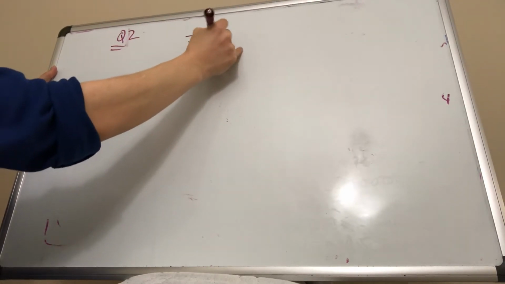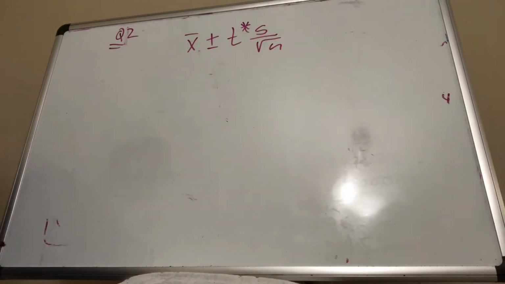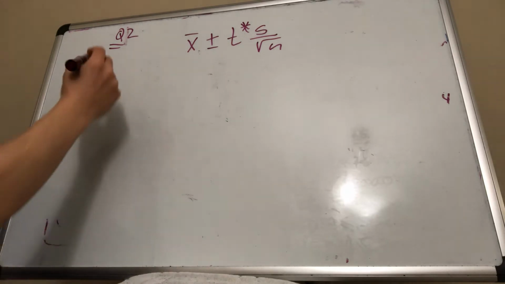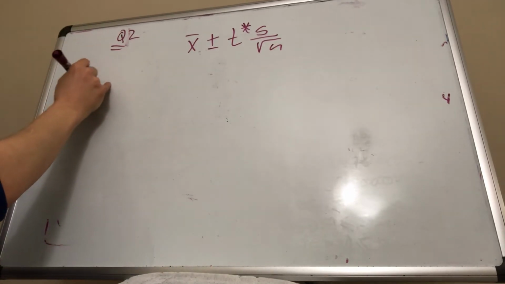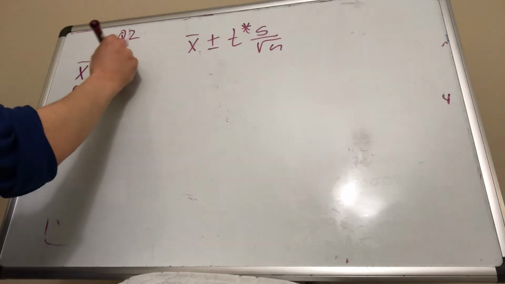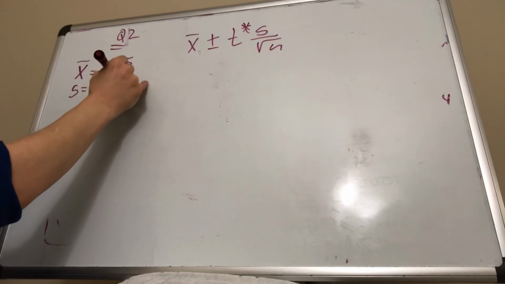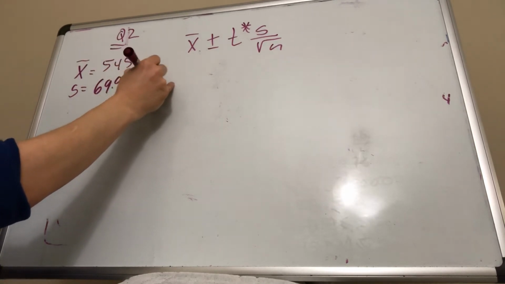You take the average plus or minus t star s over square root of n. But to be able to do this, I need to find the average and I need to find the standard deviation. Well, you know from the beginning of the course how to do the average. When you're given numbers, you add them and divide. You know how to find the standard deviation. I'm not going to tell you how to do this. I'm assuming that you can. I did it earlier. Average is 545, and the standard deviation is 69.9553.